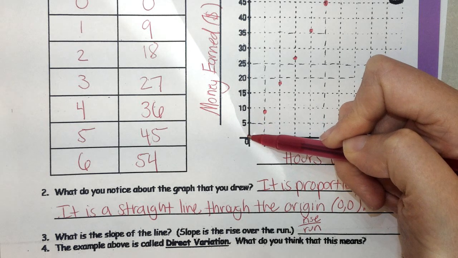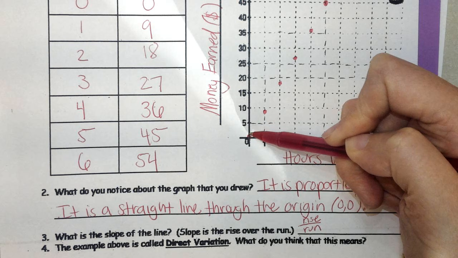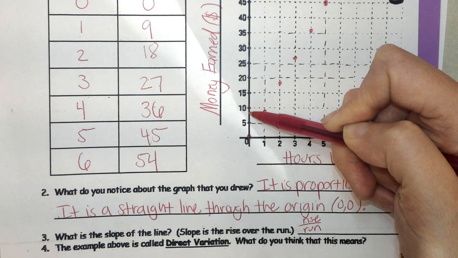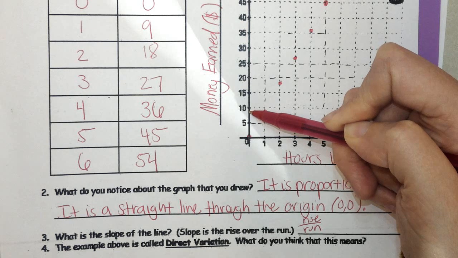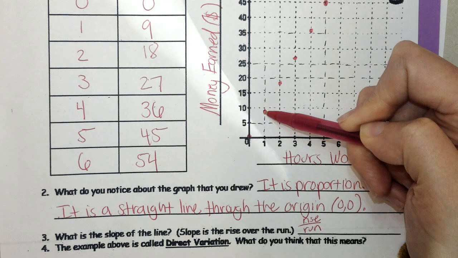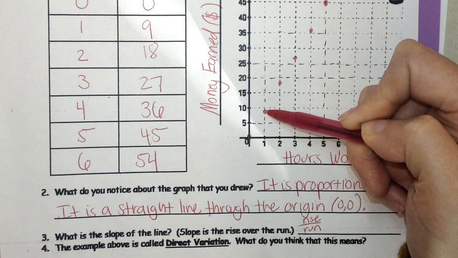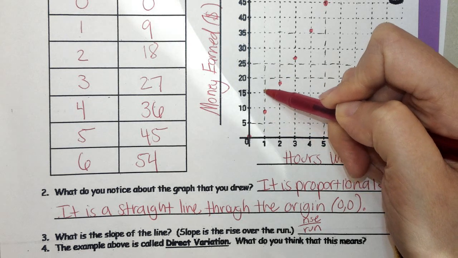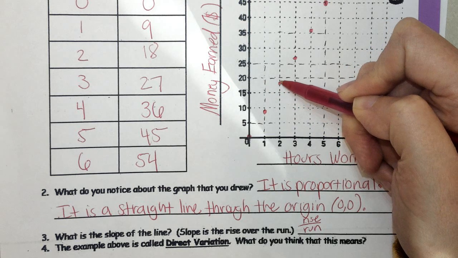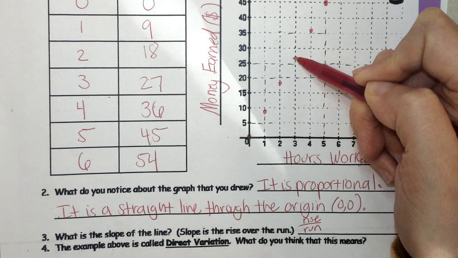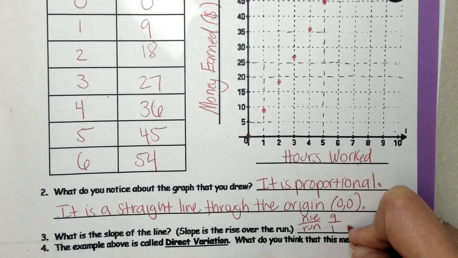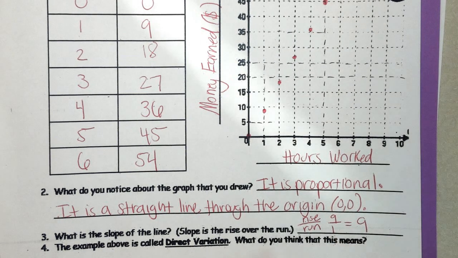So if you look up at the board, from this point to this point, how much did I rise? It was 9. Remember, we didn't go to 10. We went to 9. How much did I run? 1. Because you guys knew each time we went up $9 for every hour. So it's 9 over 1, which is just 9. Very good.